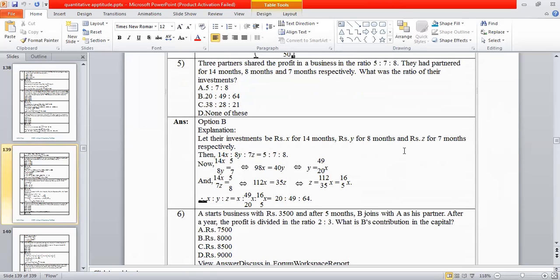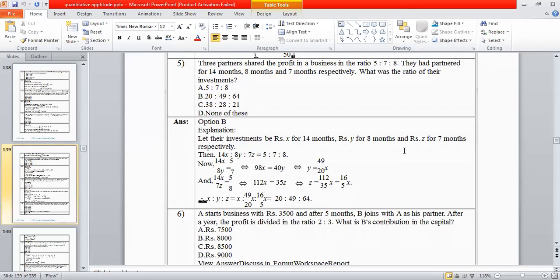Next one, 3 partners shared the profit in a business in the ratio 5 is to 7 is to 8. They had partnered for 14 months, 8 months, and 7 months respectively. What was the ratio of their investment? Okay, 5 is to 7 is to 8, that is the profit ratio. And they had partnered 14 months, 8 months, and 7 months respectively.